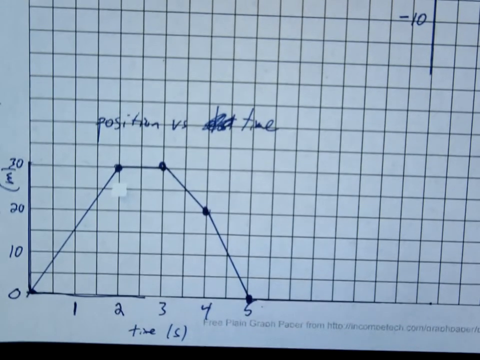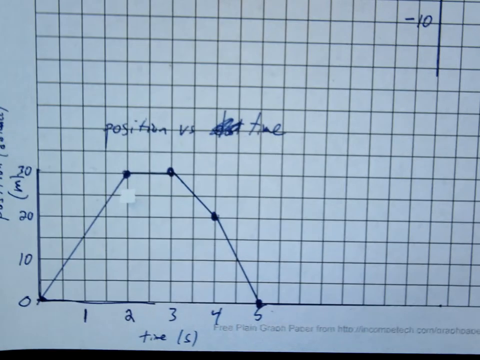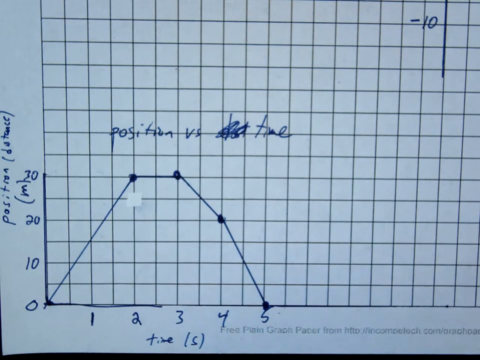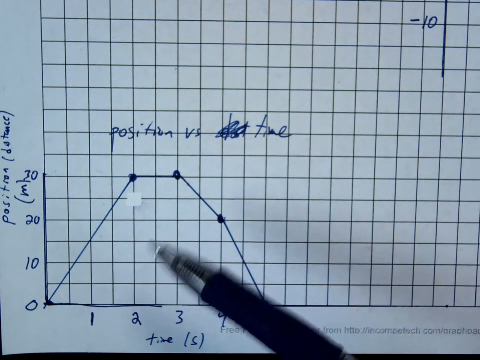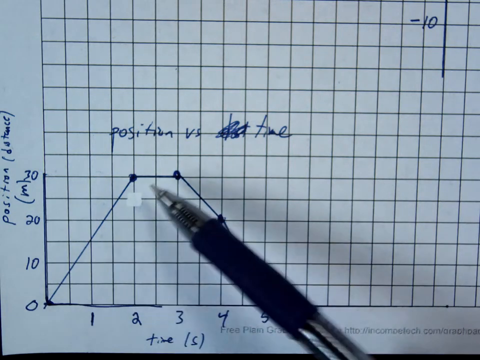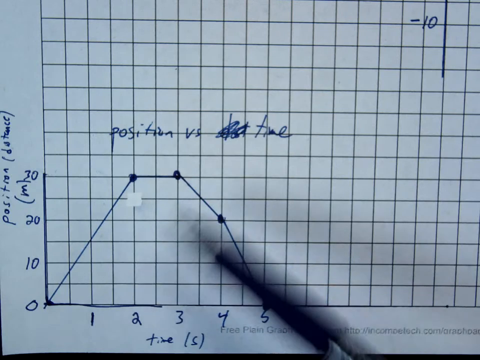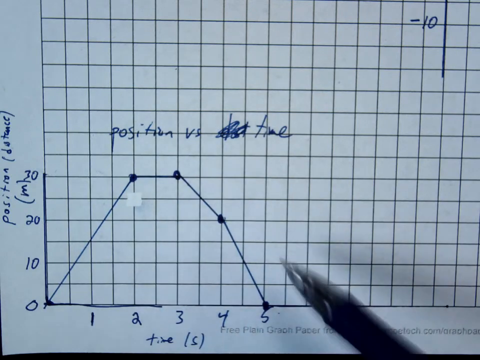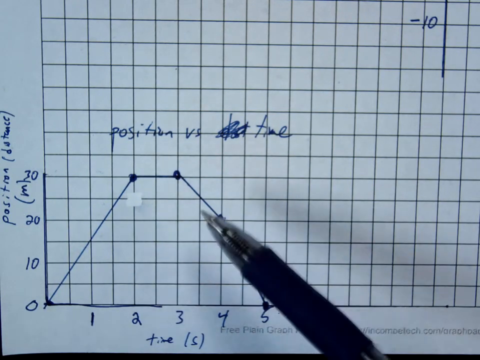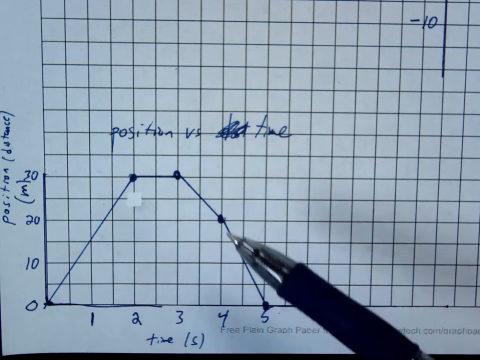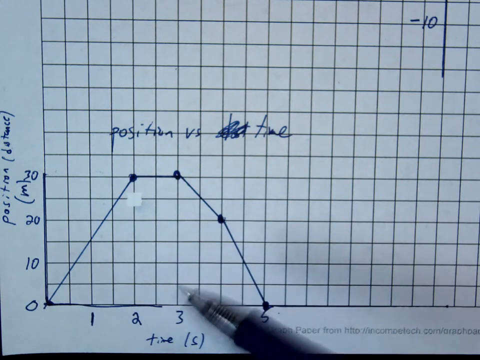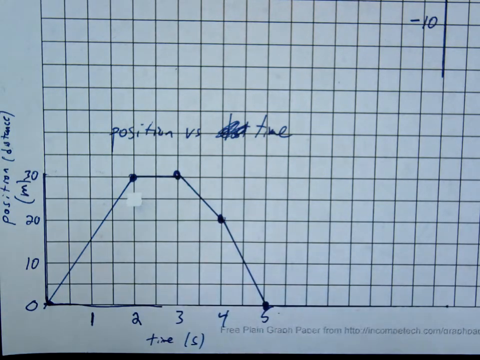Alright, so here's our position versus time graph, shaped like this. One of the things I'm going to ask you to do, anytime you have a graph with lines on it, what do you think I'm going to ask you to do? Find the slope. Anytime there are lines on a graph, I am going to ask you to find the slope, and we'll use that to help us analyze it. So let's go ahead and do that.